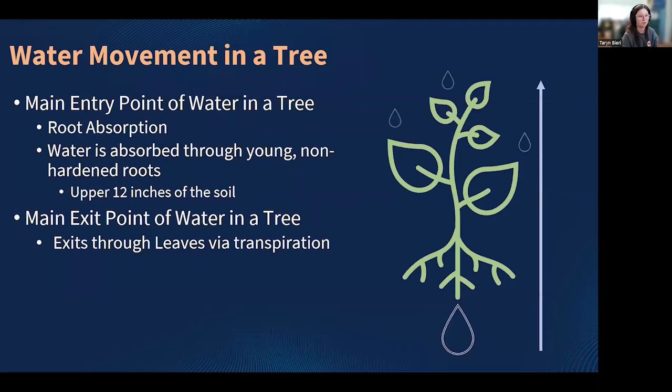So the main entry point of water in a tree is through the roots. It's absorbed through those young, non-hardened roots, the ephemeral roots, within the upper 12 inches of the soil. And the main exit point is through the leaves via a process called transpiration.